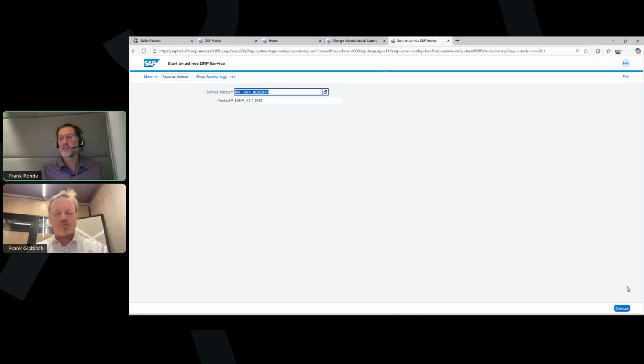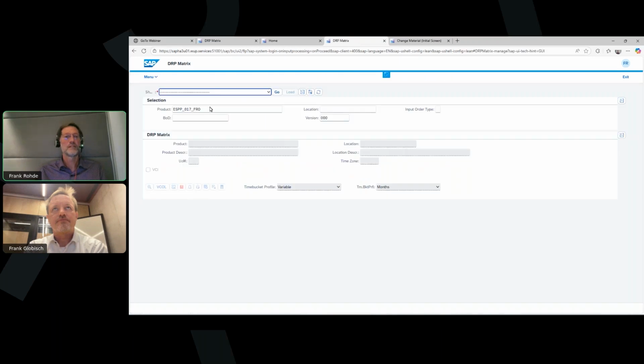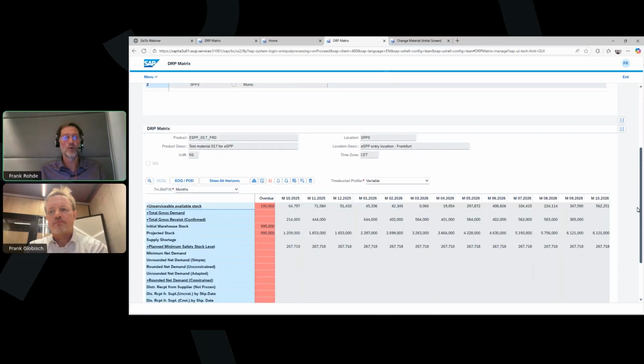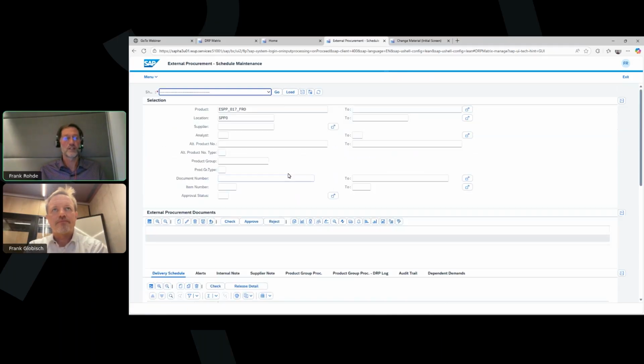So I'm executing that now online. Of course, this will be executed automatically in the background, usually during a night run, and when the planner comes in the morning, he sees the results. So I open the DRP matrix again for the product, and now I go into the schedule maintenance board for this product to see what the system actually generated.